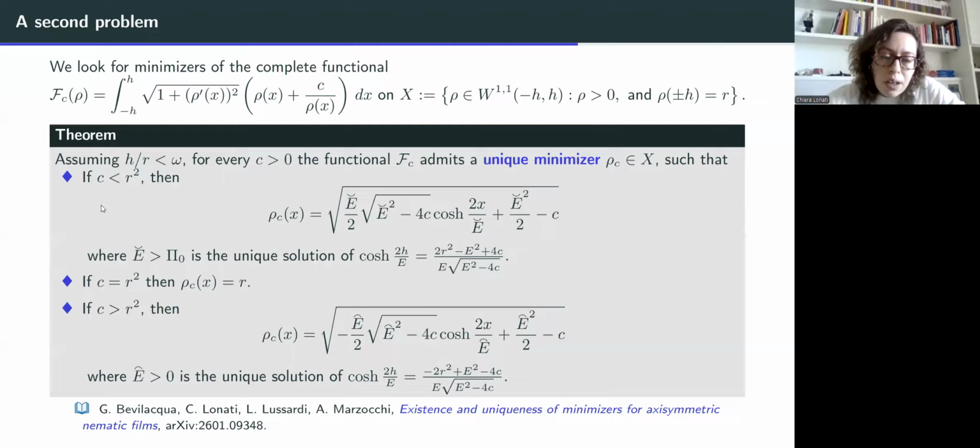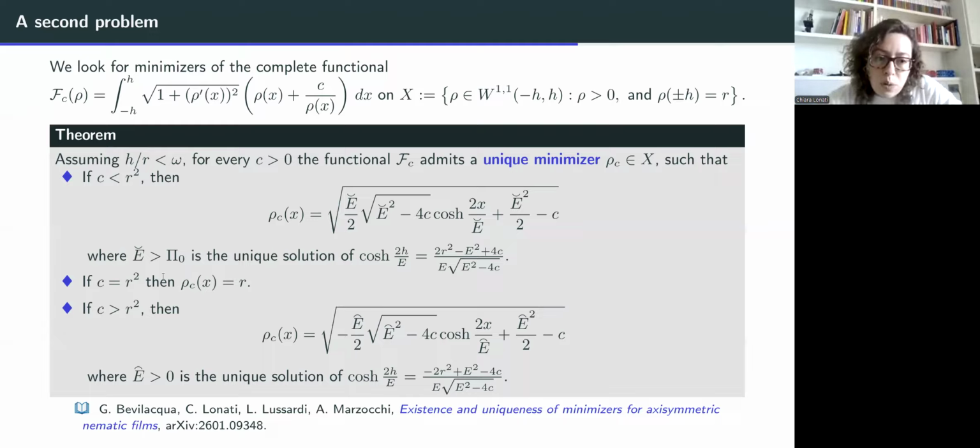And we have this complete characterization. So basically the shape strongly depends on the value of C. And this, as you can see, considering the extrinsic part, leads to completely different results from the other work. So if C is less than R squared, we have this explicit form of the minimizer. And in particular, this E is the first integral, and in this case, has to be greater than pi 0.